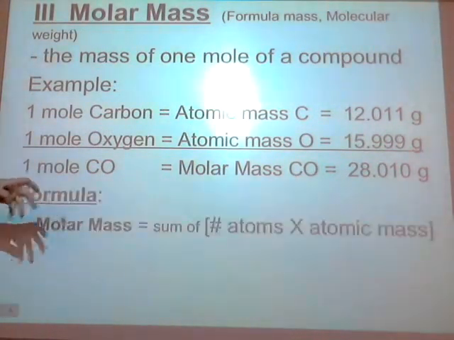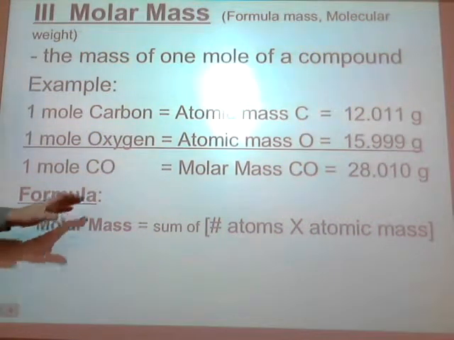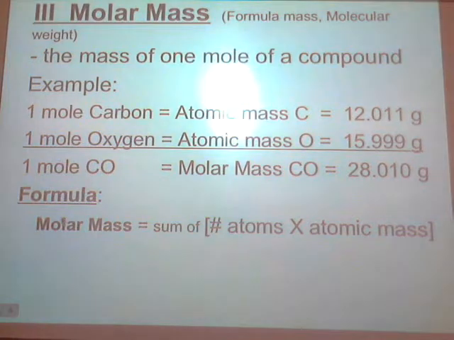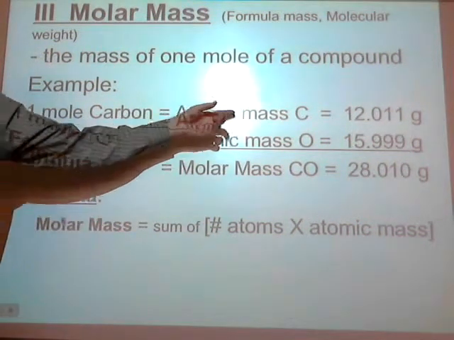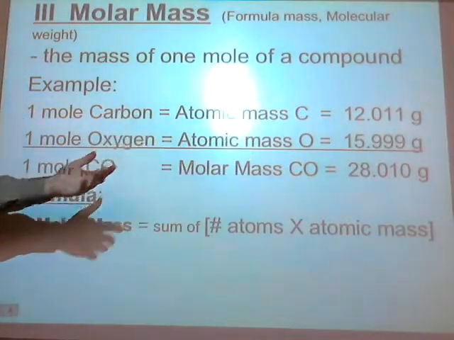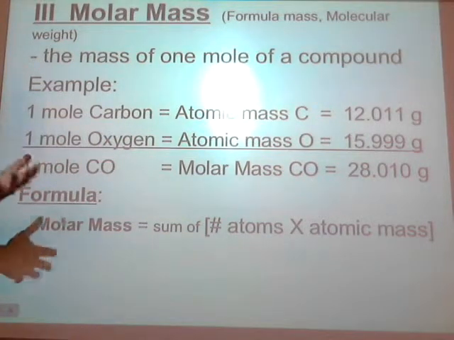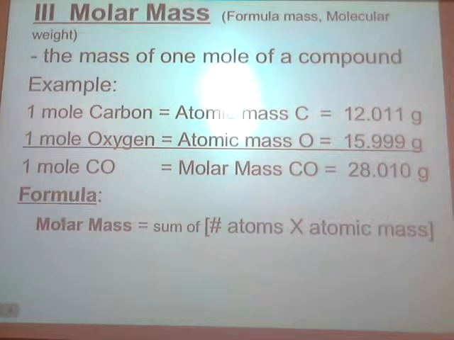Here's the actual formula. Let's take a look at it. The formula is molar mass equals the sum of the number of atoms you have times their atomic mass in that compound. So I've got 1 carbon atom and 1 oxygen atom. I just add them up. But if I've got 1 carbon atom and 2 oxygen atoms, I'd have to multiply by 2 for the oxygen and then add them up. And that's what I'm going to show you with a little chart here in a second, when we do our only example we're going to do.